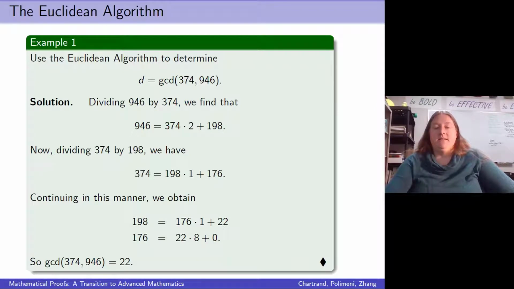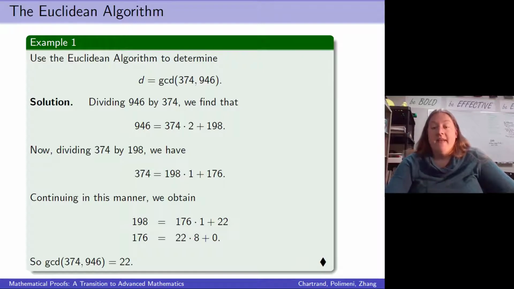So I'll repeat the process. I'll do the division algorithm. My division with remainder gives me 176 equals 22 times 8 plus 0. When I get to the point where I have plus 0, then I can go back and say, you know what? 22 actually divides 176 evenly. That means that the GCD is actually 22. And tracing back that all of these GCDs before were equal, that tells me that the GCD of 374 and 946 equals 22.